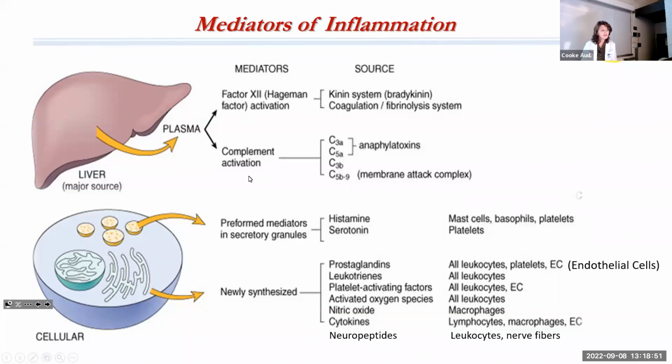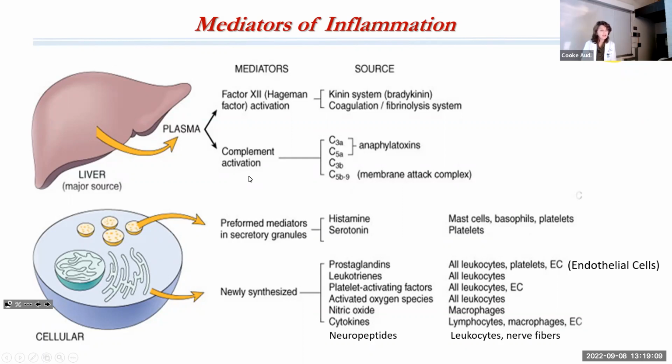Most of them are produced by the liver, and if you look at the source, you already know this system: the kinin system, the coagulation system, and the complement system. They are active against circulating microbes, and if there is a need, they can be recruited into the tissues.